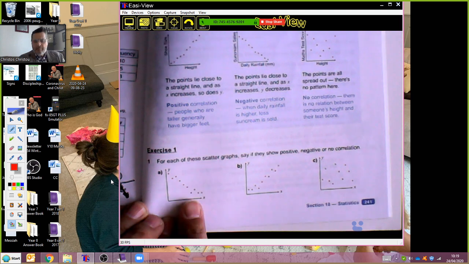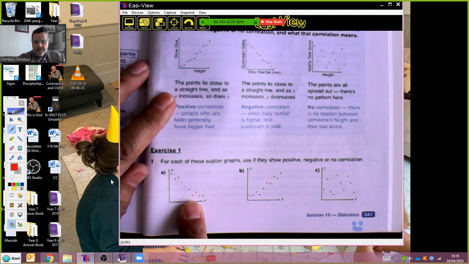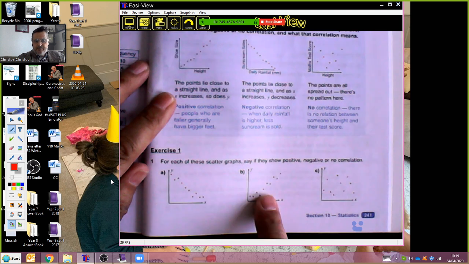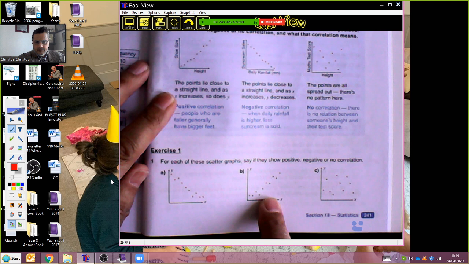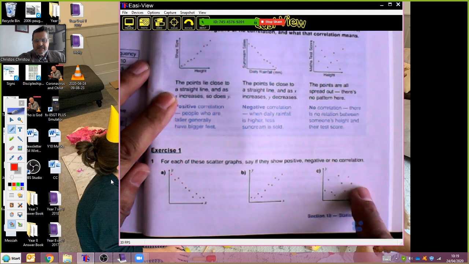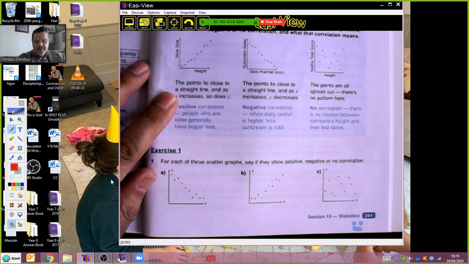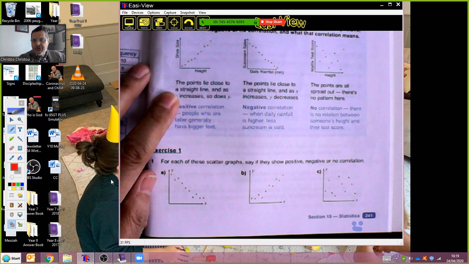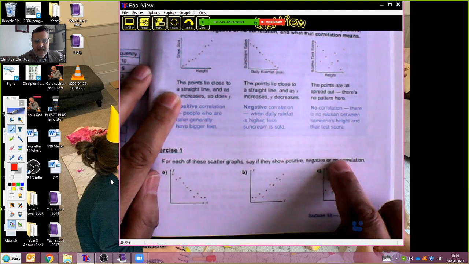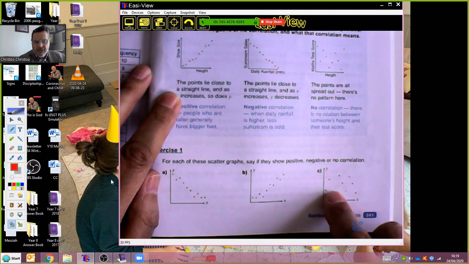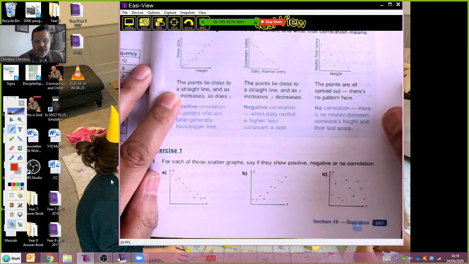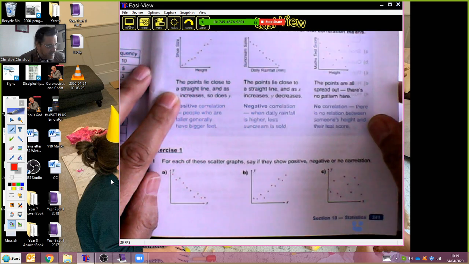Positive or negative correlation? Positive or negative? Positive or negative? So Jordan was caught by that. That's got no relation. There's dots everywhere. No, it's your fault, not my fault. Okay, no correlation. Next one.